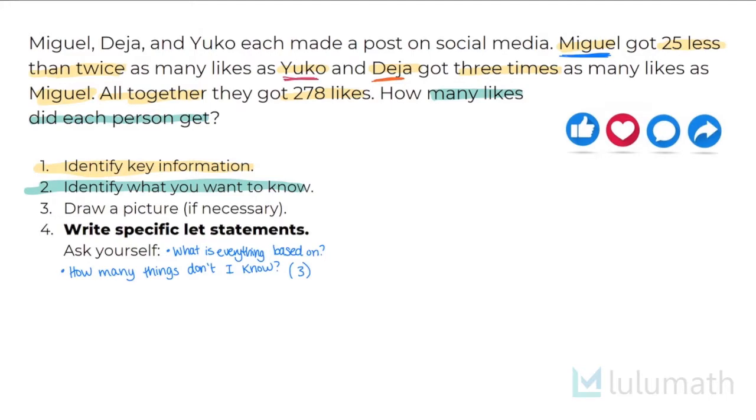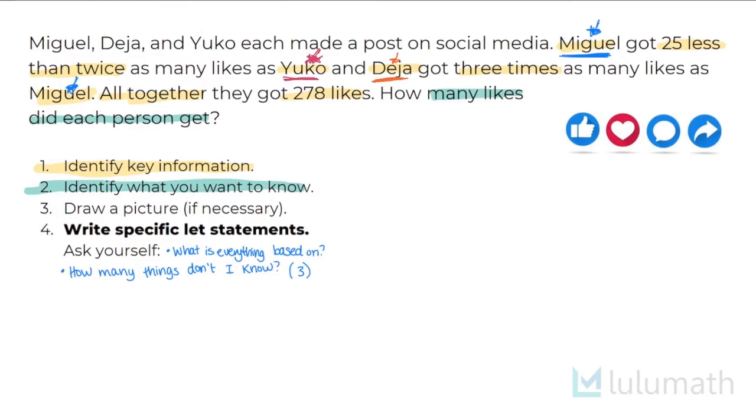So I know Miguel got 25 less than twice as many as Yuko. So that means that Miguel is based on Yuko. So I need to know Yuko's amount first before I can find out Miguel's. And then we also know that Deja got 3 times as many likes as Miguel. So in order for me to figure out what Deja got, I have to know what Miguel got. But in order for me to know what Miguel got, I have to figure out what Yuko got. So that means that everybody is based on Yuko.